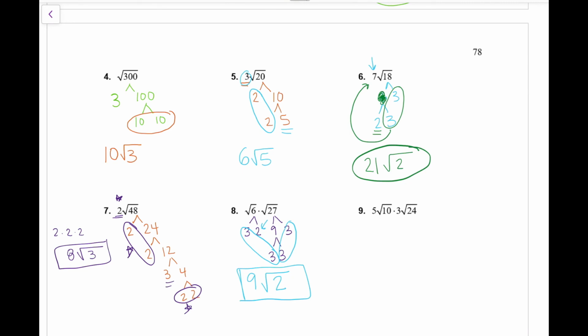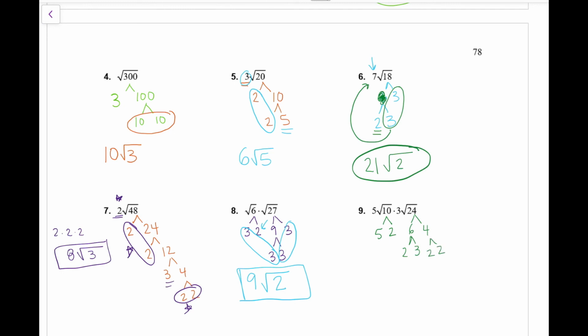Okay, so let's break down what we have under our square roots. In number 9, we have 5 times 2 makes 10. And 24, we can do 6 and 4. We can do 8 and 3. Let's just do 6 and 4. 6 breaks down to 2 times 3. 4 breaks down to 2 times 2.